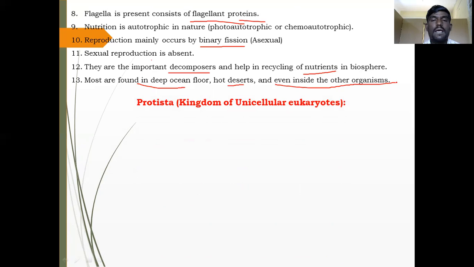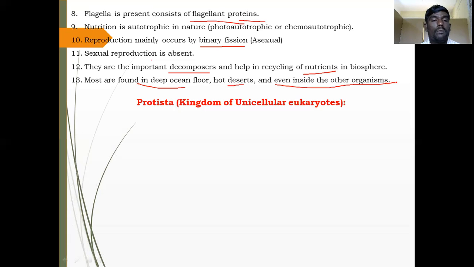I hope you are able to understand the whole information and features of kingdom Monera. You can use these features to classify your organism in the five kingdom system. If you have any problem, you can ask me in the comment box. Are you understanding? Okay. Now, the next kingdom is very important.